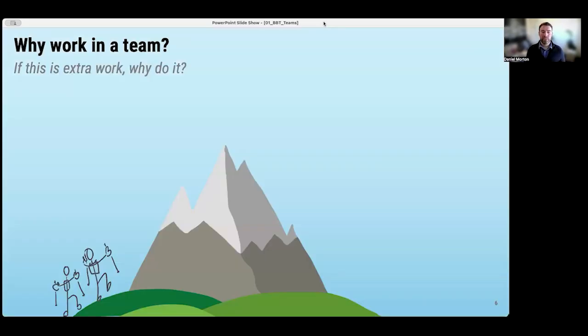So why do this? If you have stuff going on, but you have all this extra work to work in a team, why do this?